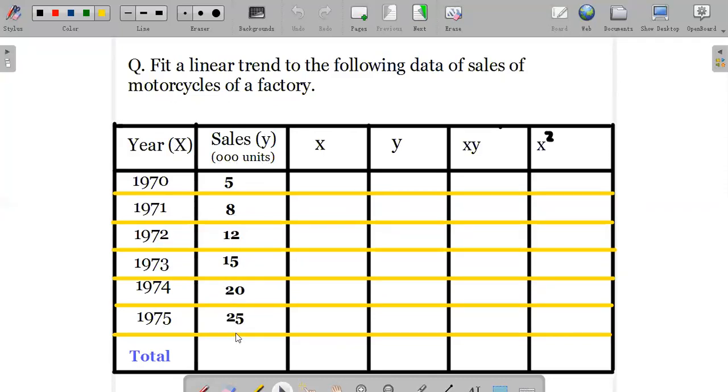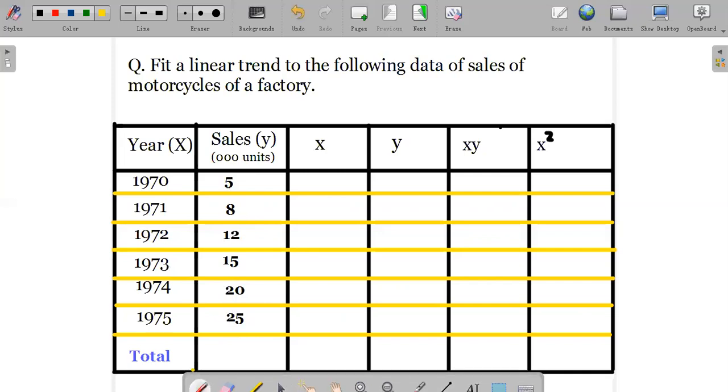Similarly, we add these values. So 5 plus 8 plus 12 plus 15 plus 20 plus 25 is equal to 85.